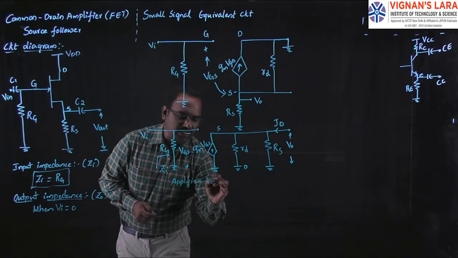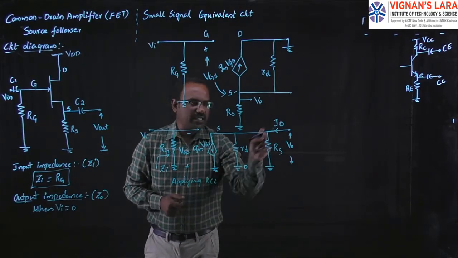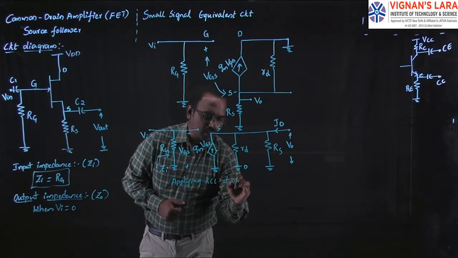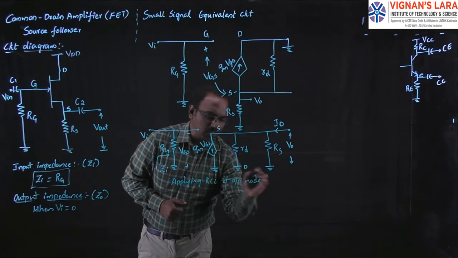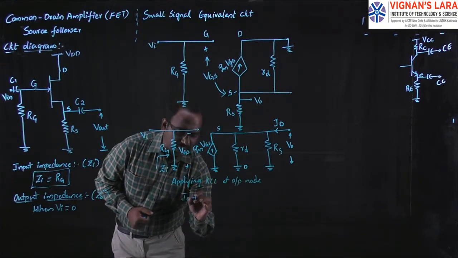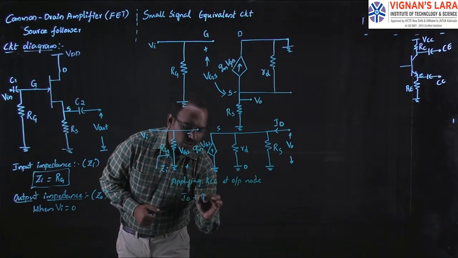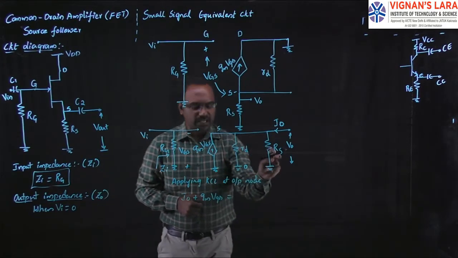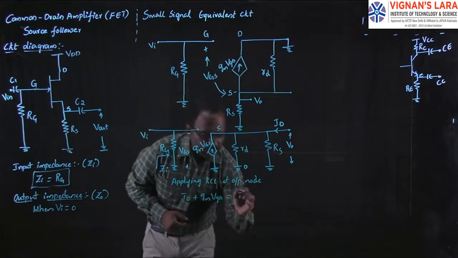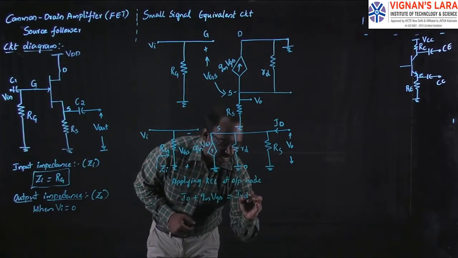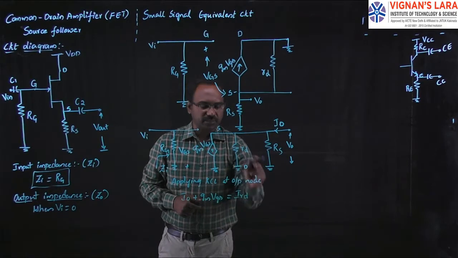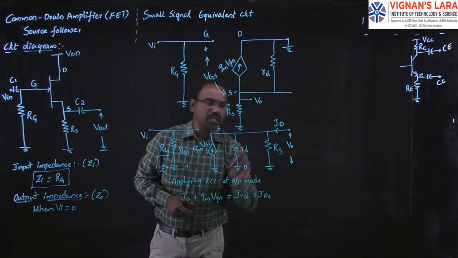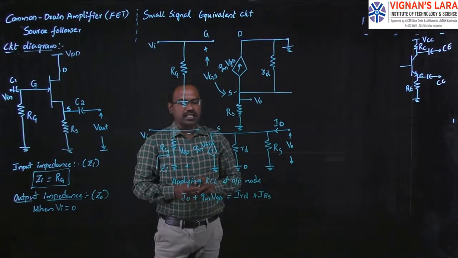Applying KCL at this output node. At the output node, I0 plus, this is also entering, so gm VGS is equal to the current flowing through this and the current flowing through this. I am assuming the current flowing through this as IRD, because this is the resistance RD, and this current as IRS, the current flowing through the resistance RS.